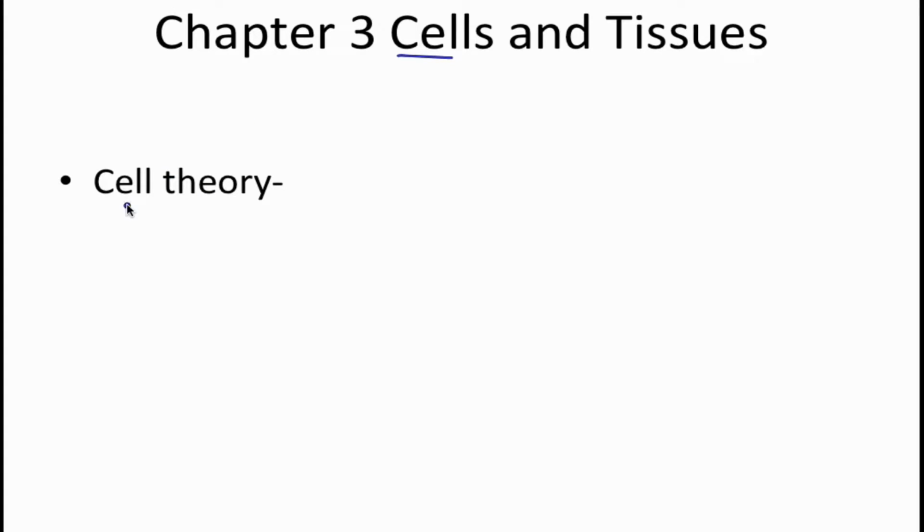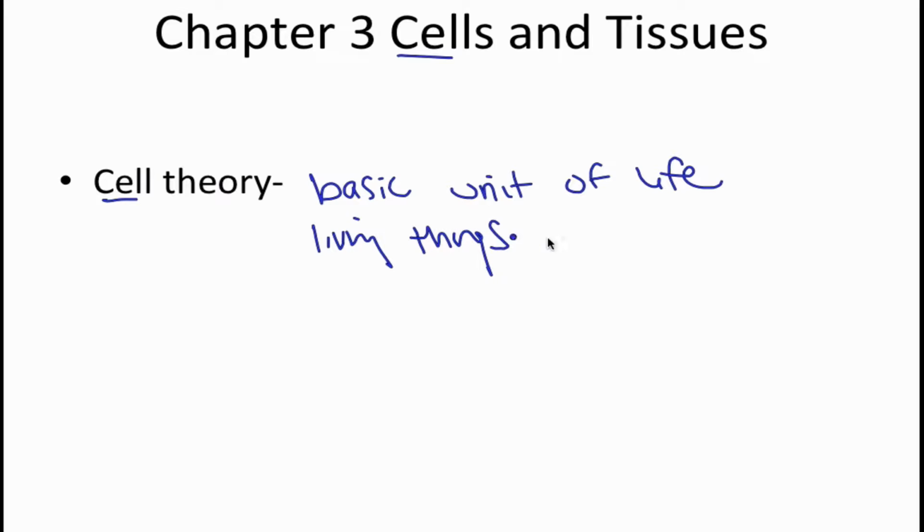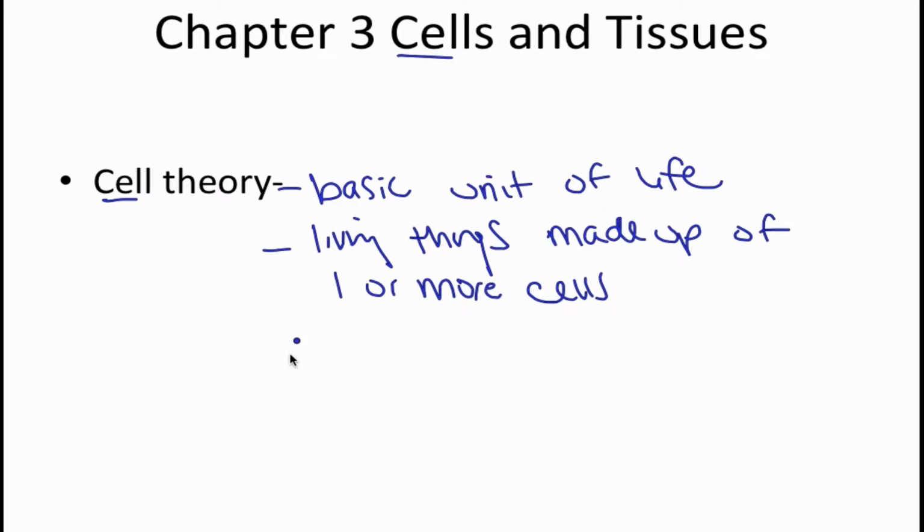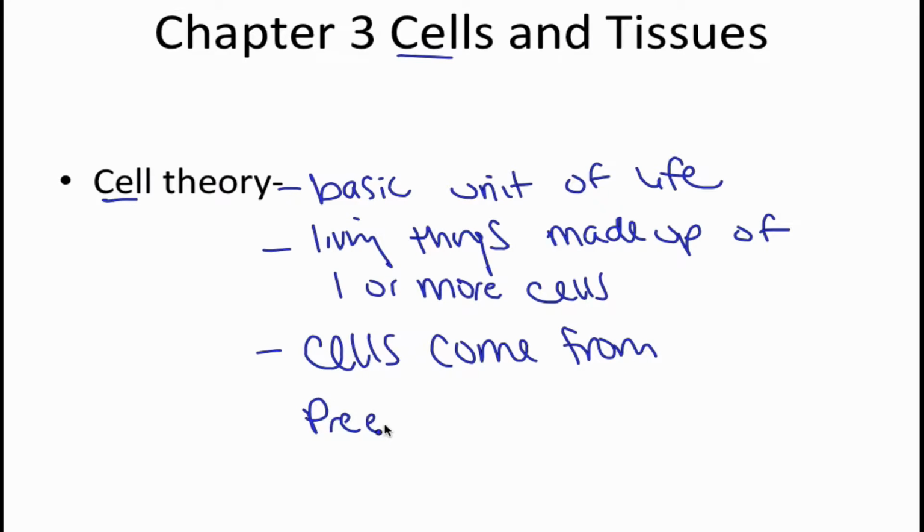So, cells are the basic unit of life. There are three parts to the cell theory. The first is that cells are the basic unit of life. Next is that living things come from one or more cells. So, living things are made up of one or more cells. And then last, cells come from pre-existing cells. So each of those makes up the cell theory.